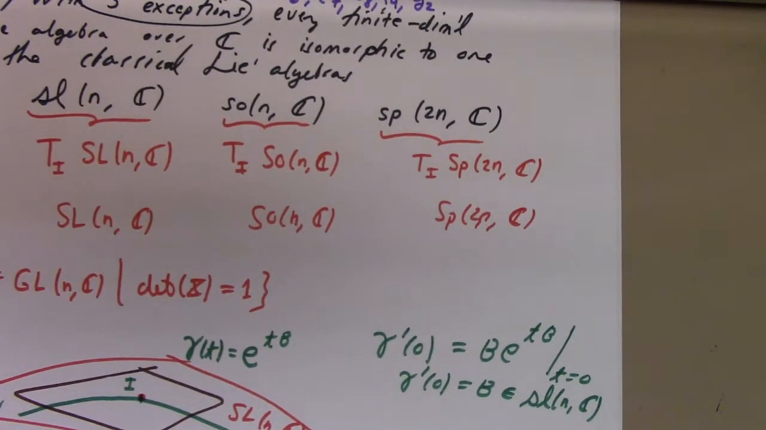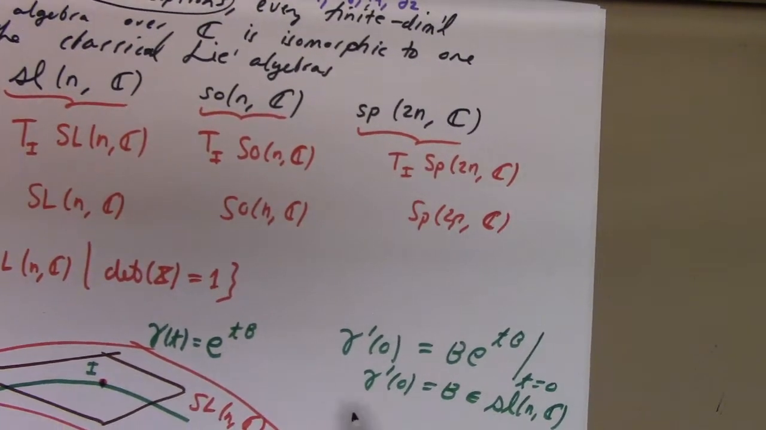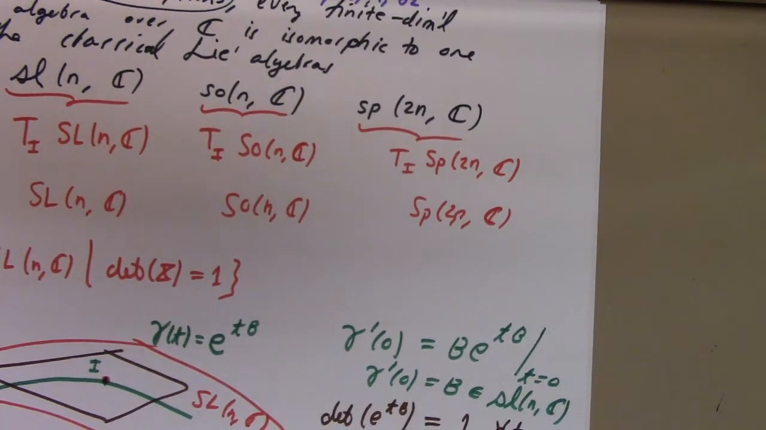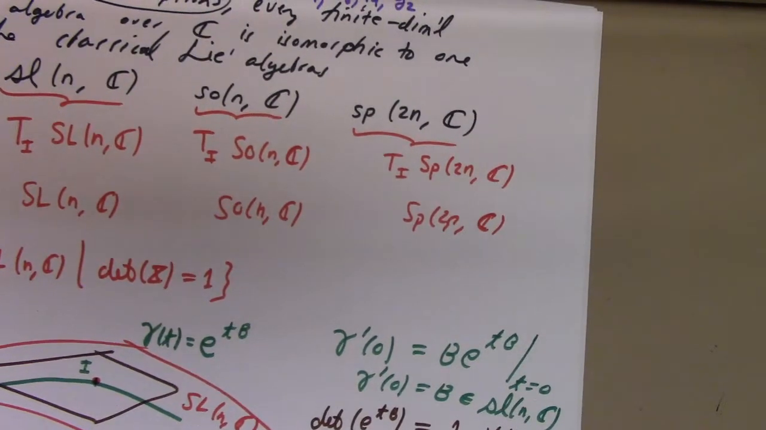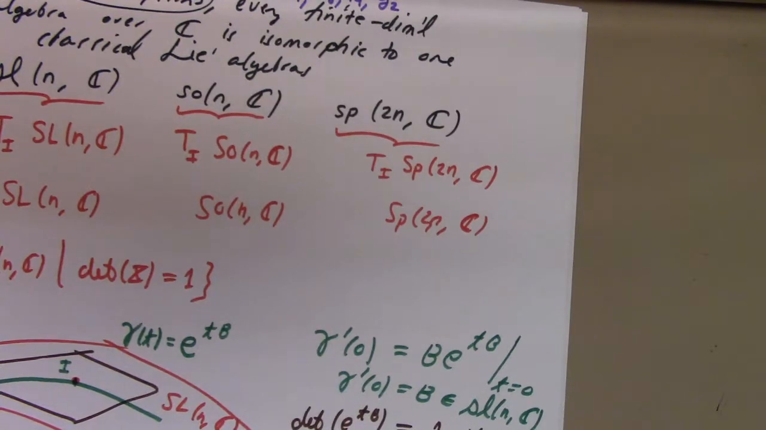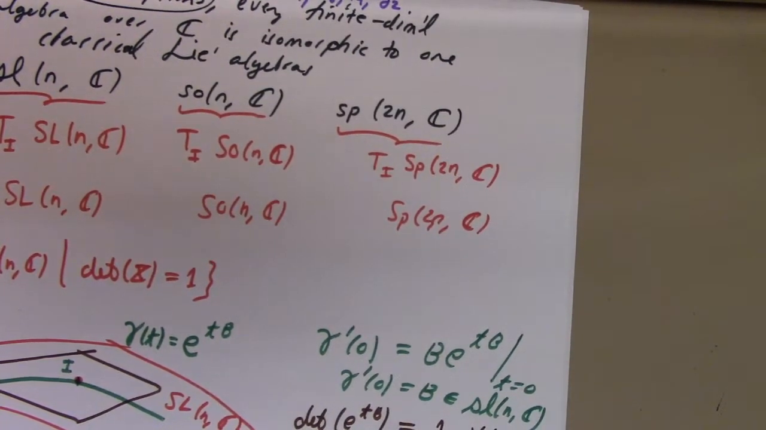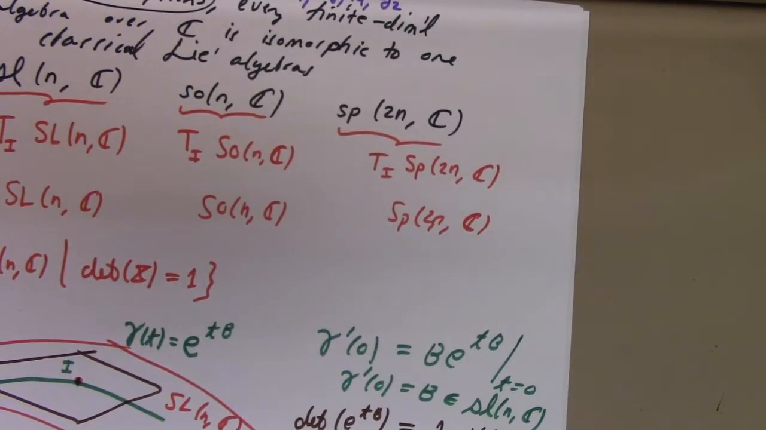Now, to make this story optimally interesting, what is SLNC defined by? Well, you also have that the determinant of e to the tb is equal to 1 for all t, because this is a curve in SLNC, the determinant 1 matrices. But there's a beautiful identity that relates the determinant to the trace in the exponential, and here's how it goes. The determinant of the exponential of tb is equal to the exponential, ordinary garden variety exponential, of the trace of tb.